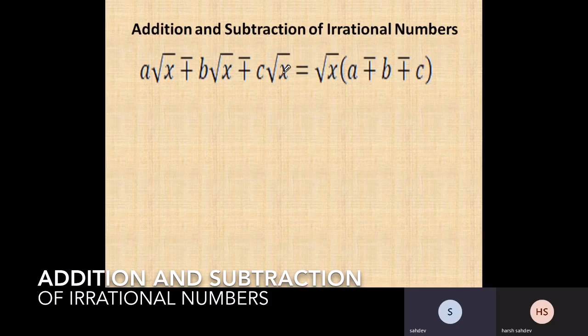Therefore, out of this we can take under root x as common. As soon as we take under root x common, what remains is a plus or minus b plus or minus c. Means if the plus sign is there, you will add them. If a negative sign, subtraction, is there, you will subtract them. Next, after this, let's go to the next part.